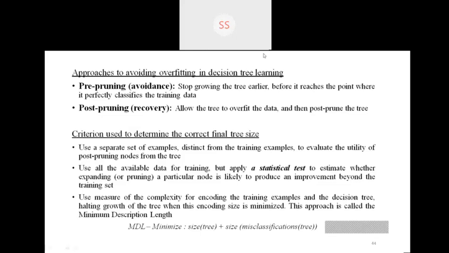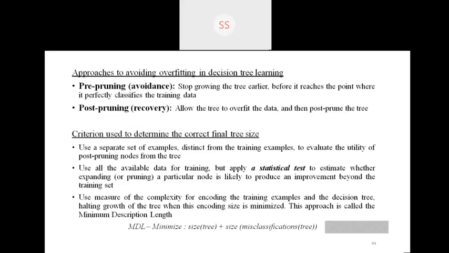So these are the criteria we are setting to avoid overfitting. The first one is to use a separate set of examples, apart from your actual training examples, to evaluate the utility of post pruning nodes from the given tree. Then use all the available data for training, but apply a statistical test to estimate whether expanding a particular node is likely to produce an improvement beyond the training set or not.